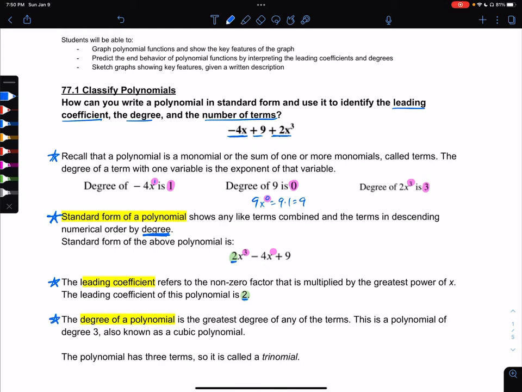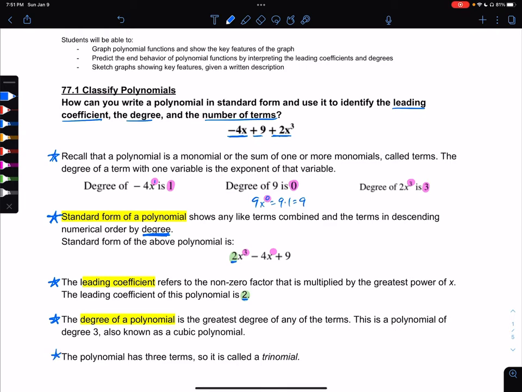And the degree of a polynomial is the greatest degree of any of the terms. Okay, so the greatest degree here is 3. So this is a polynomial of degree 3. It doesn't matter how many terms there are. When you're talking about the degree of the polynomial, it just goes by the highest degree. So again, here this would be a degree of 3. And a degree of 3 is known as a cubic. So we could refer to this as a cubic polynomial.